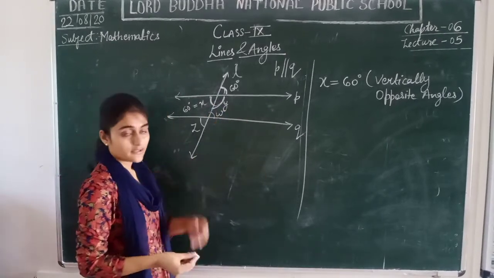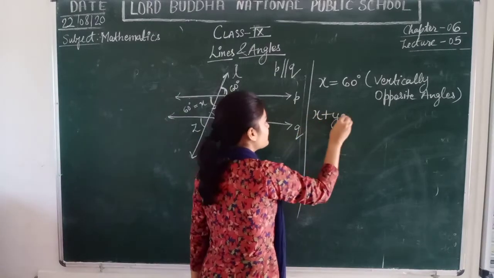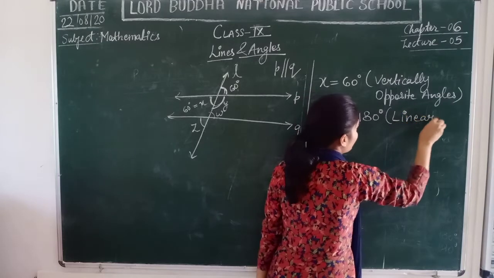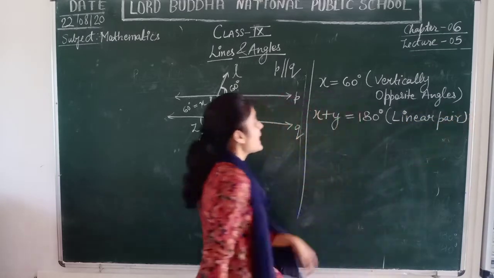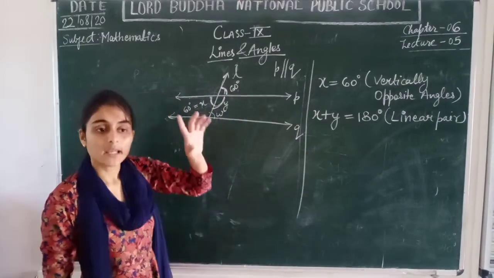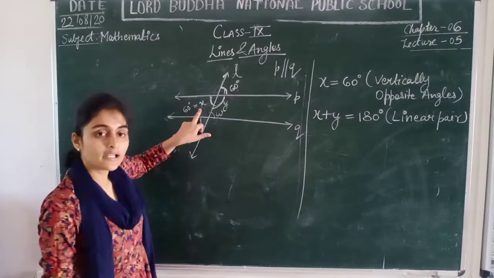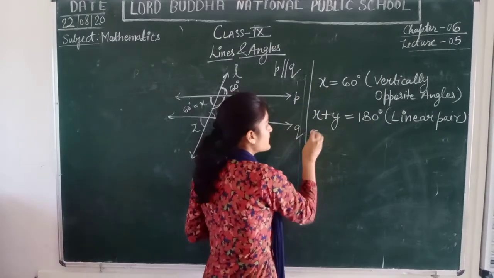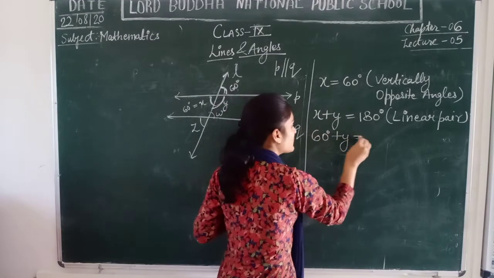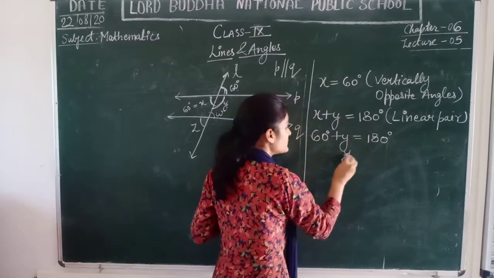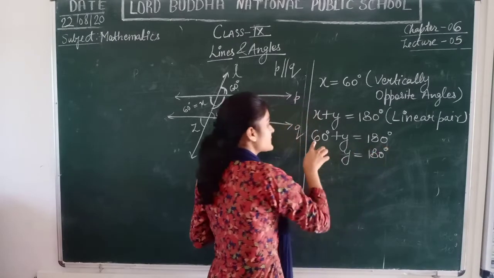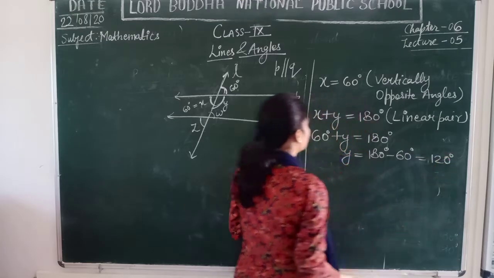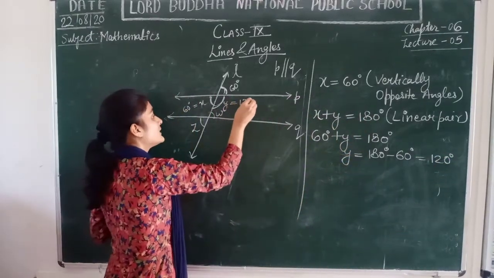तो मैं X and Y को लिख लेती हूँ. So you write X plus Y equals to 180 degrees. The reason is they are forming a linear pair. Because they are forming a linear pair, X and Y sum up to what? 180 degrees. Now you know the value of X. X की value क्या है? 60 degrees. Just put that value over here. 60 degrees plus Y is equal to 180. So Y equals to 180 degrees minus 60. This 60 will move to the other side and you will get 120 degrees. So you got the value of Y equals to 120 degrees.